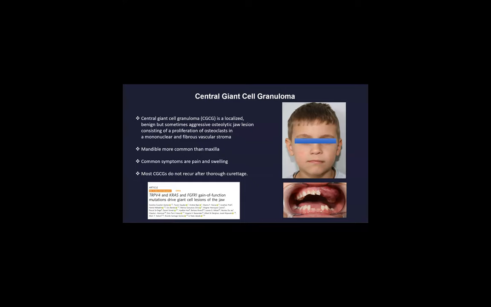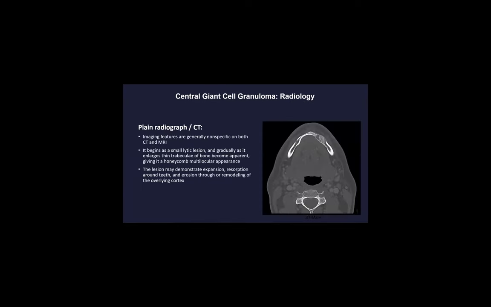And recently we've discovered, like for a while, I think it was under debate whether these were true neoplasms or not, but recent work has shown that these have KRAS and FGFR1, as well as TRPV4 mutations, all that affect the MAP kinase pathway. And these characterize these central giant cell granuloma, supporting that these are actually true neoplasms. This is for the radiology for these tumors.